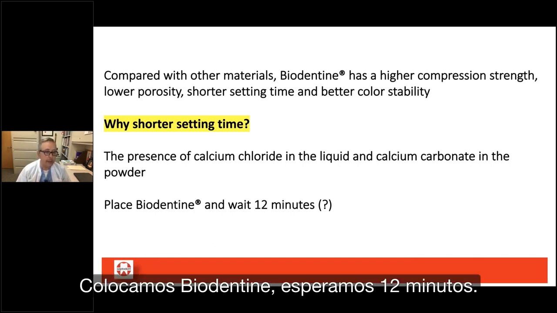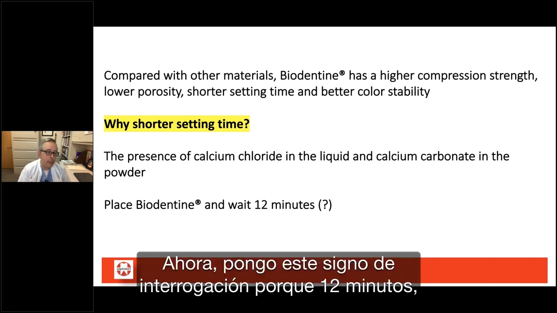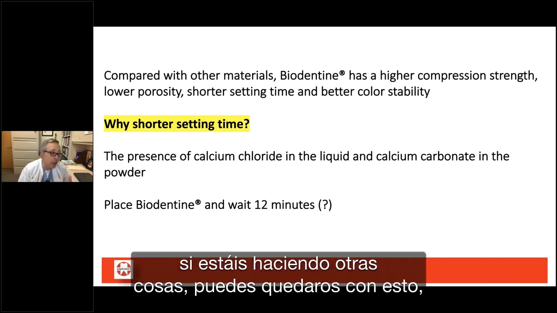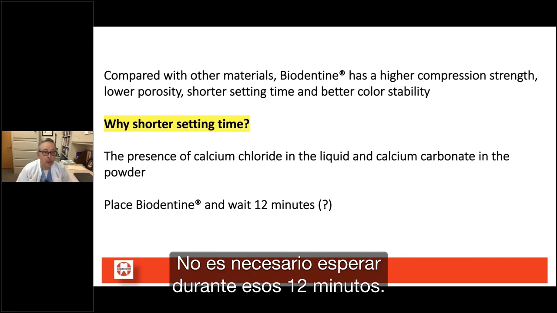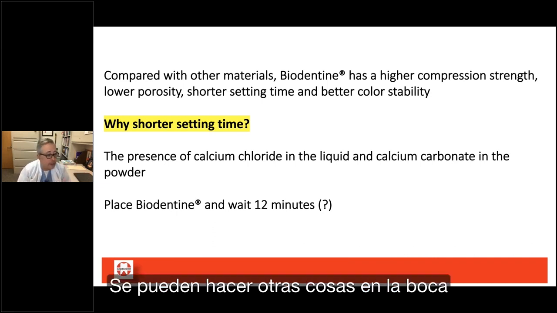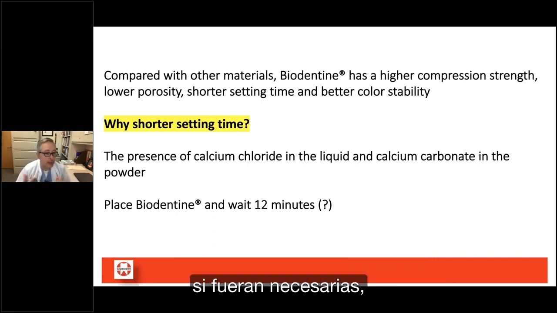We place Biodentine, we wait 12 minutes. Now I put this question mark because 12 minutes will go quick. You don't need to just wait the 12 minutes. You can go and do other things in the mouth if you need to, and I do that often.